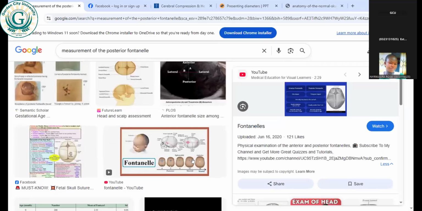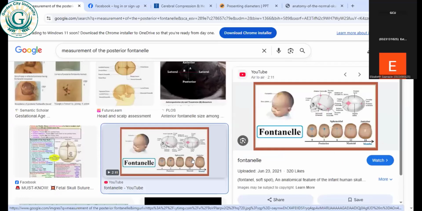Okay, so we started with the fetal skull, and we went further to talk about divisions of the fetal skull. We have the vault, the face, and the base. Then we move forward to the bones of the vault. That's one of the divisions.